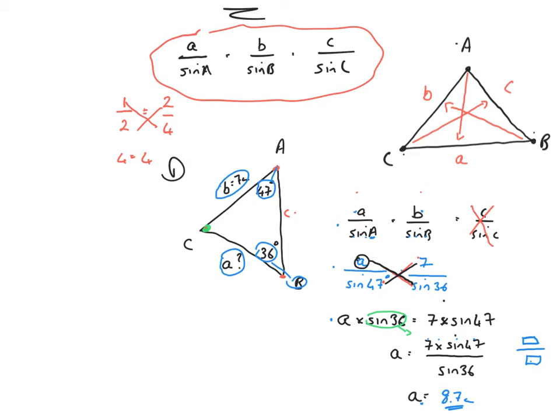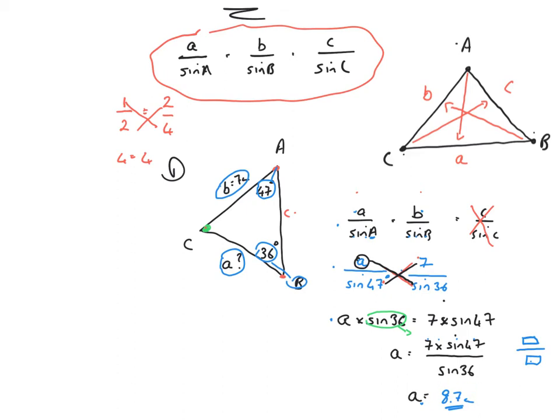The next thing you do is you cross multiply, which means you do that times that is equal to that times that. A times sine 36 is equal to 7 times sine 47. You then bring the times sine 36 down and you divide. So you get 7 times sine 47 divided by sine 36, put it into the calculator like that, and you should get 8.7.